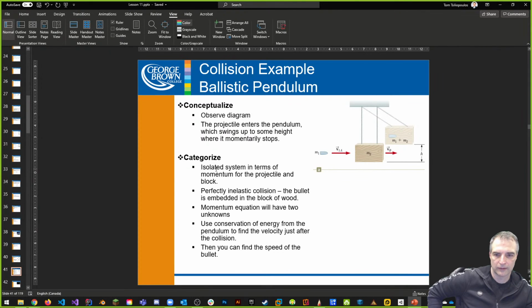Again, the isolated system in terms of momentum for the projectile and the block. Yes. Perfectly inelastic collision. The bullet is embedded in a block of wood, at least that's what we've been told. You can see the diagram here. The momentum equation will have 2 unknowns. Use conservation of energy for the pendulum to find the velocity just after the collision, and then you can find the speed of the bullet.